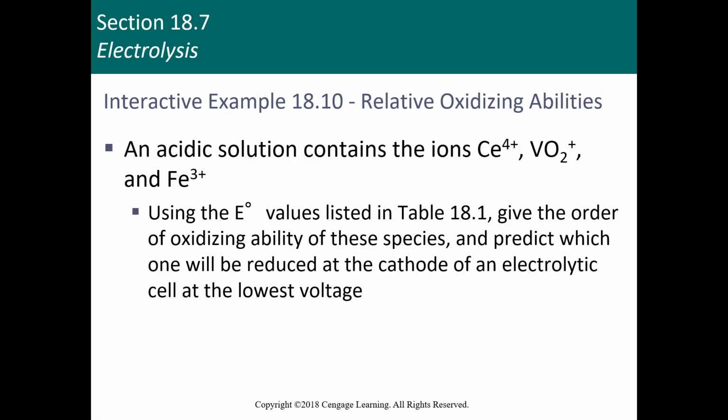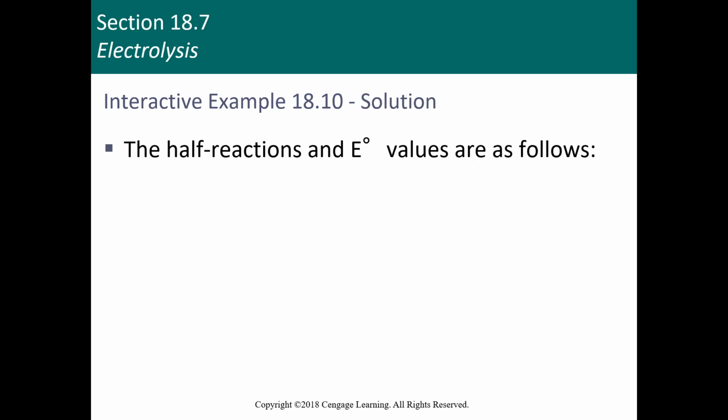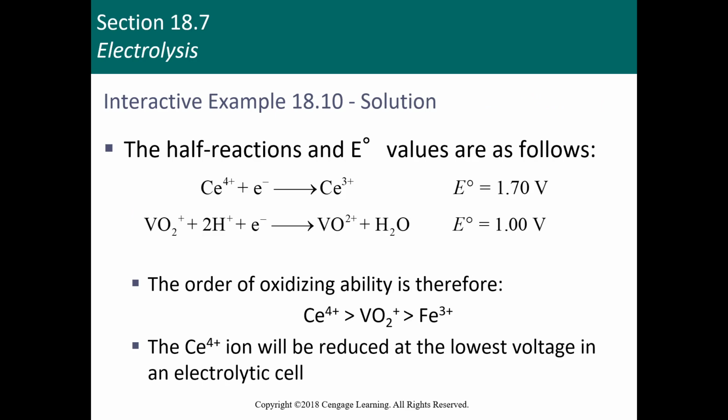So let's go ahead and do an interactive example so we can further refine our math skills here. An acidic solution contains ions Ce4+, VO2+, and Fe3+. Use the E naught values in table 18.1, which is that table I showed you before. Give the order of oxidizing ability of these species and predict which one will be reduced at the cathode of an electrolytic cell at the lowest voltage. So your half reactions and E naught values are these right here off of that table. And again, these are reduction reactions and E naught values.